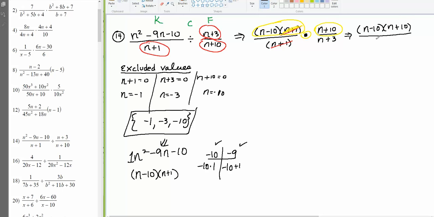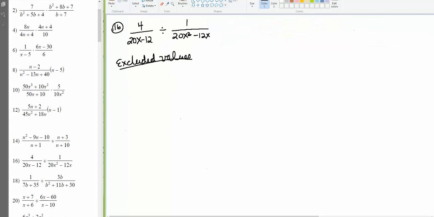Over n plus 3. Now this is acceptable. I mean, you can distribute if you want to. You'll get n squared minus 100 over n plus 3. It's the same thing. Both of them are acceptable answers.